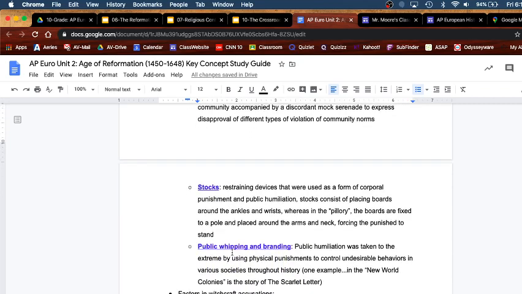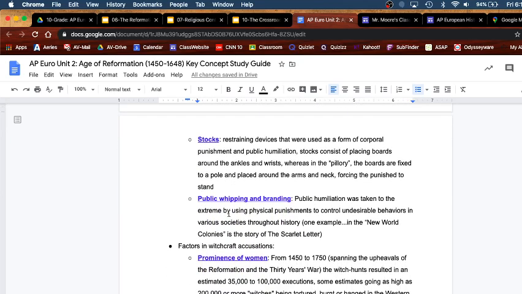As I said before, the stocks, restraining devices that were used as a form of corporal punishment and public humiliation. Stocks consist of placing boards around the ankles and wrists, whereas in the pillory, the boards were fixed to a pole and placed around the arms and neck, forcing the punished to stand.